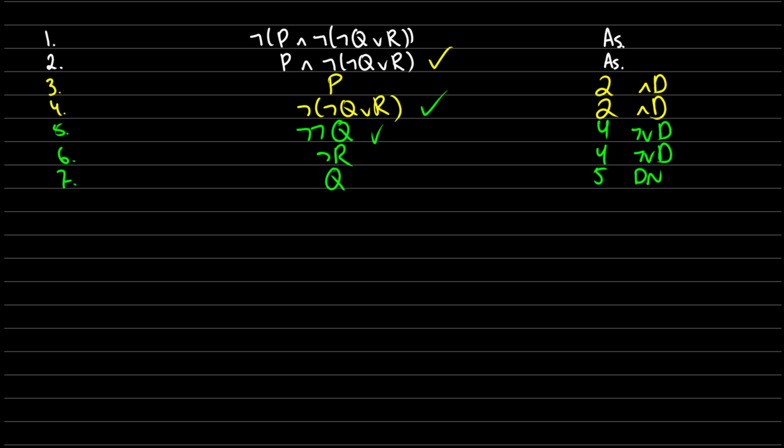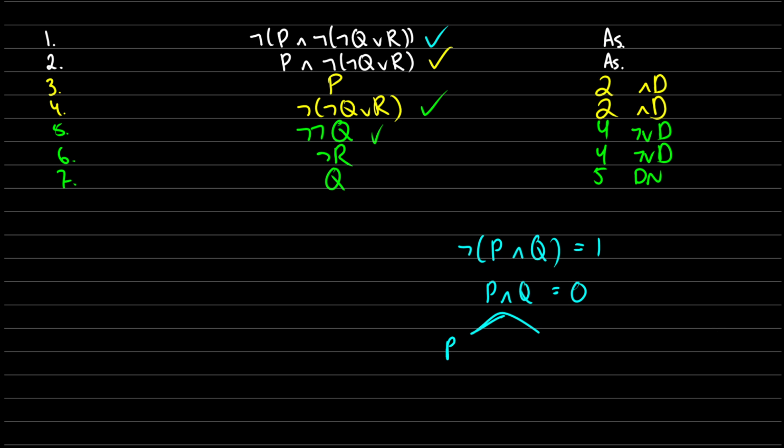Now at this point, we have Q, not R, and P. So we don't have any inconsistencies yet. But everything is decomposed now except for this first line. So let's worry about this one now. Not P and not Q or R. So same reasoning here. I'm going to simplify this a little bit so I'm not writing the whole thing. When is not P and Q true? Well, that's true when P and Q is false.